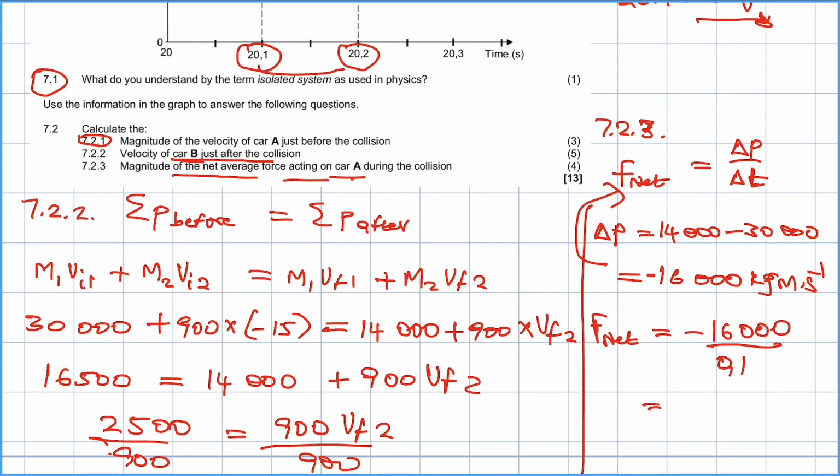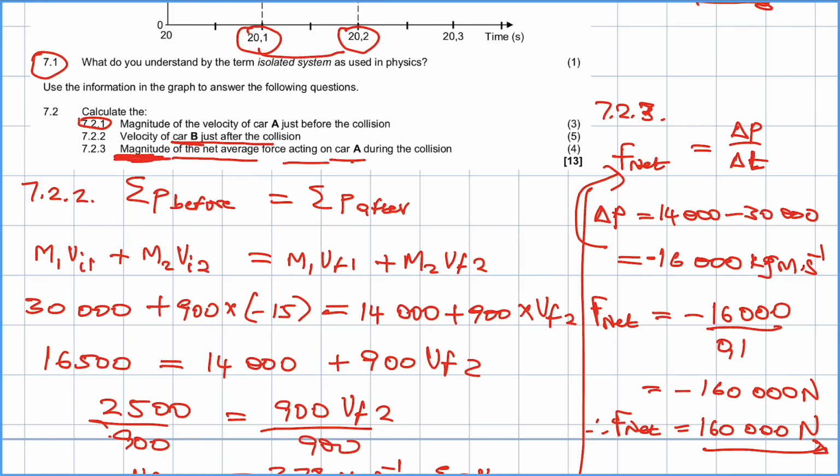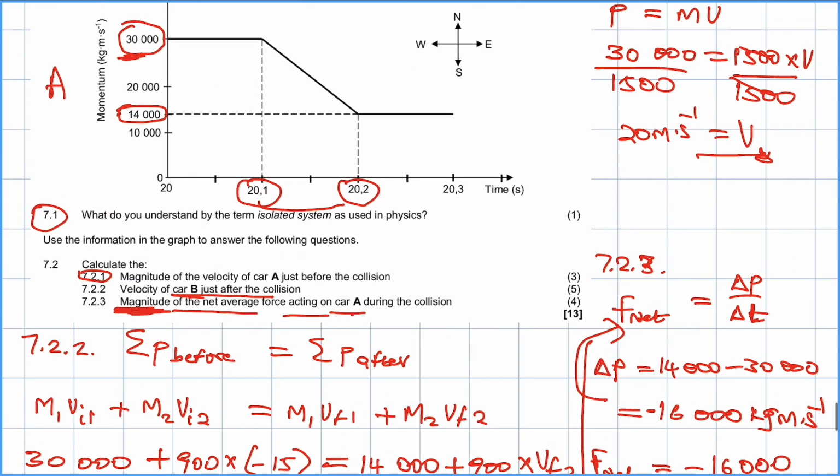Now if you divide negative 16,000 by 0.1, you get negative 160,000 newtons, which is 160,000 newtons in the opposite direction. So therefore, the magnitude of the net force, F net, is equal to 160,000 newtons. Keep in mind that here we are asked to calculate the magnitude, so we don't really need to specify the direction. So that's the end of that question.